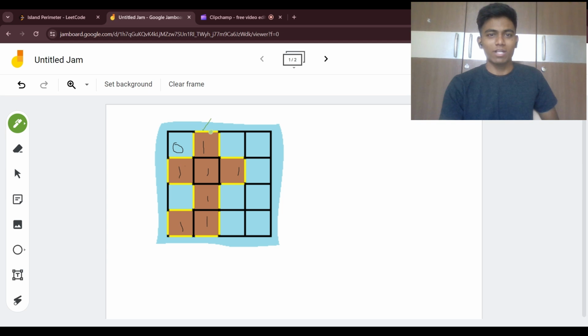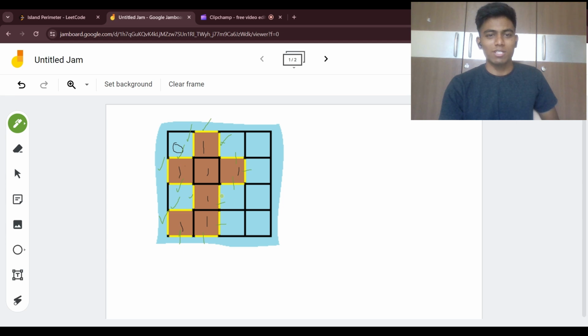We need to find the perimeter such that it will touch either the boundary or a water cell. So we are going to count this length, and then this length, and this one again, and so on around the island. We are going to count all the sides which are present at the boundaries, or which are connected to 0.